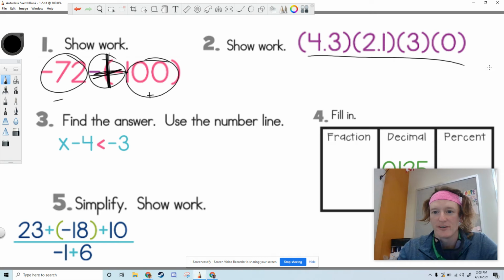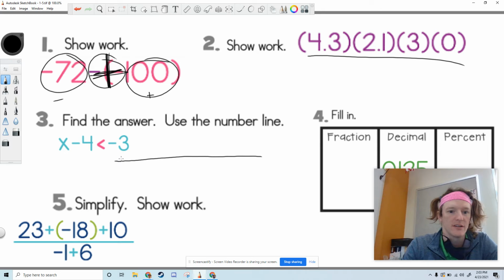Number 2, you need to multiply all of these rational numbers together. Number 3, using a number line. Well, this is an inequality, so we need to use a number line. We need to find the answer.